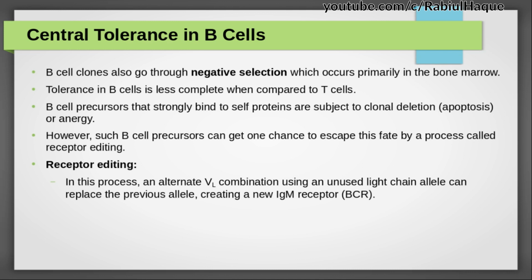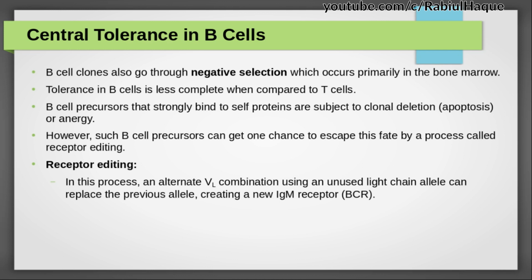And since the immunoglobulins are composed of light chain and heavy chain, if we alter the light chain, we will in fact alter the entire immunoglobulin. And since the immunoglobulin is acting as receptor here, due to that alteration in light chain, ultimately we will create a new B cell receptor or a new immunoglobulin M receptor. And this is receptor editing.